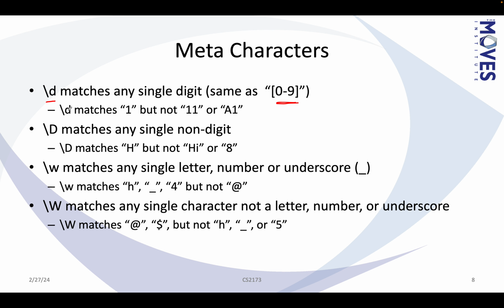And the opposite: the pattern is that the lowercase will match, but if you turn it to uppercase, it negates it. So \D matches anything that's not a digit. \D will match H because that's not a digit. It won't match 8, and it also won't match 81, for example, because those are digits.